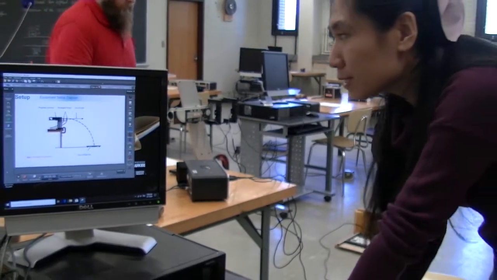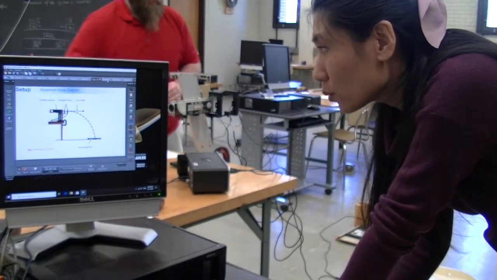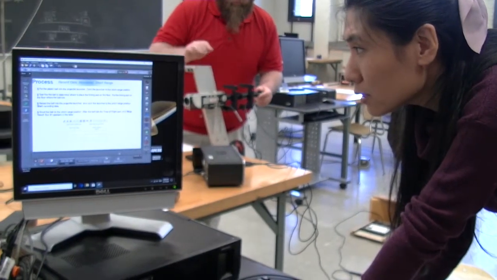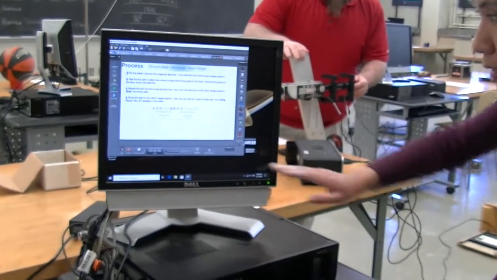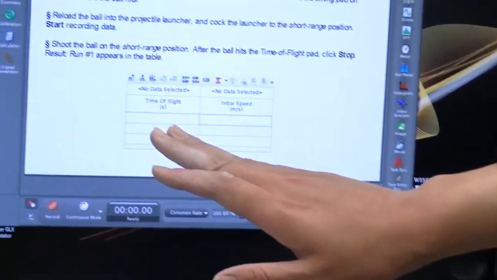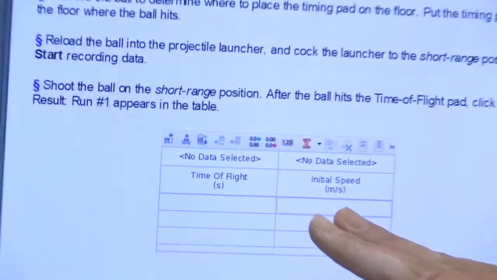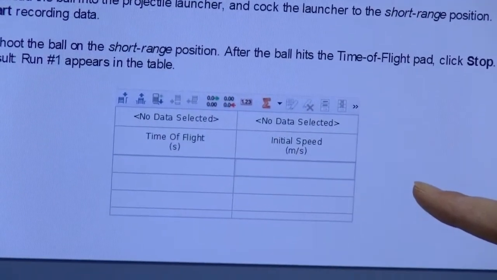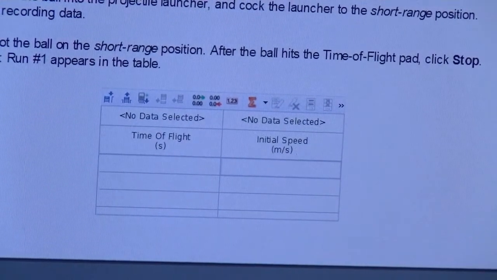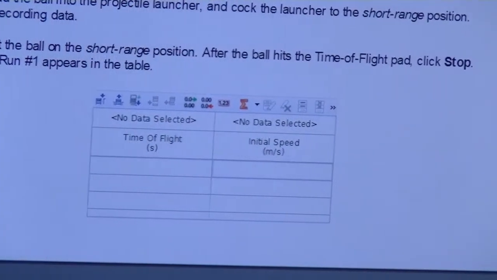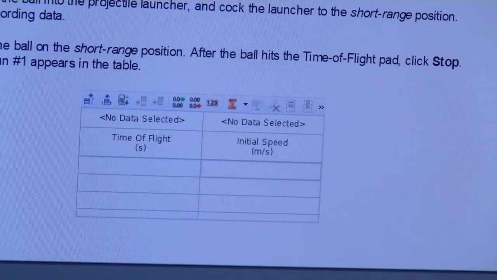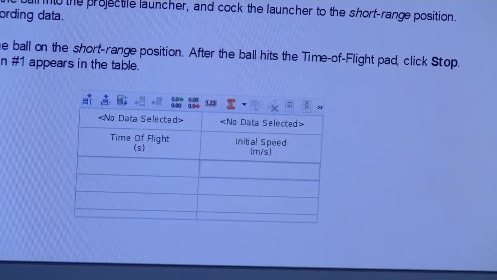So we will first start with the short range with a plastic ball. So you can see on this side it will record how long it takes. On this one it will record the initial velocity. So now we are using the short range. We will do a few tests first to make sure the ball will fall on the pad first.